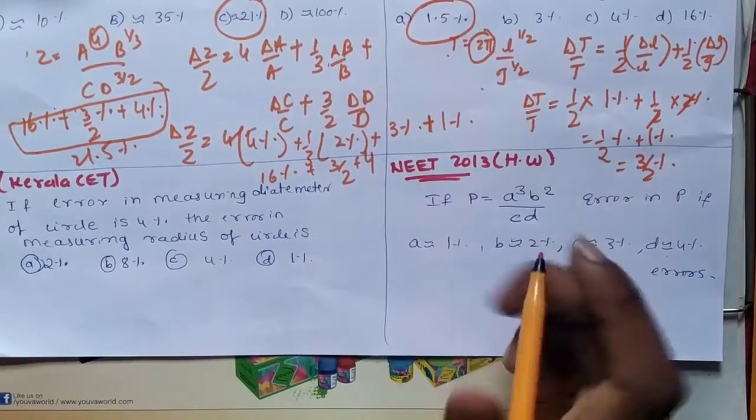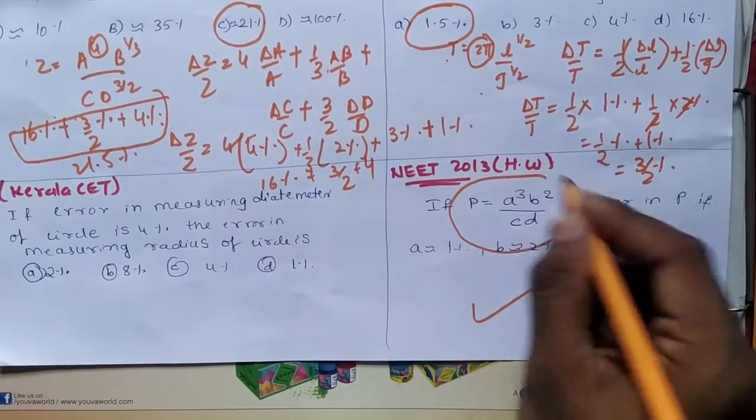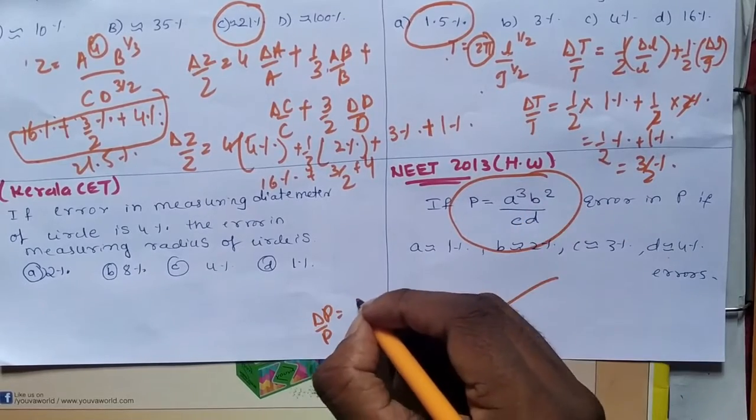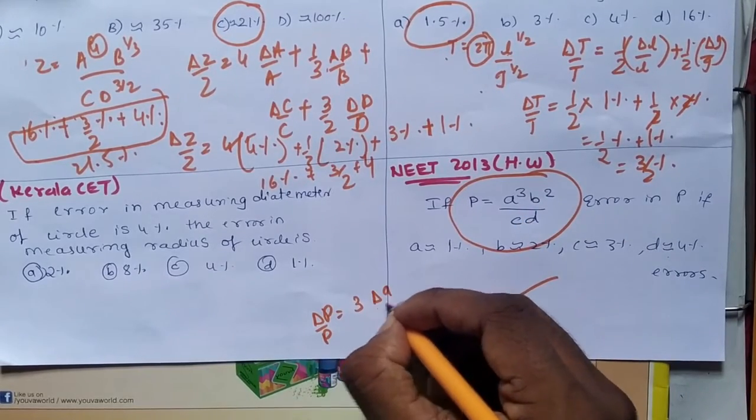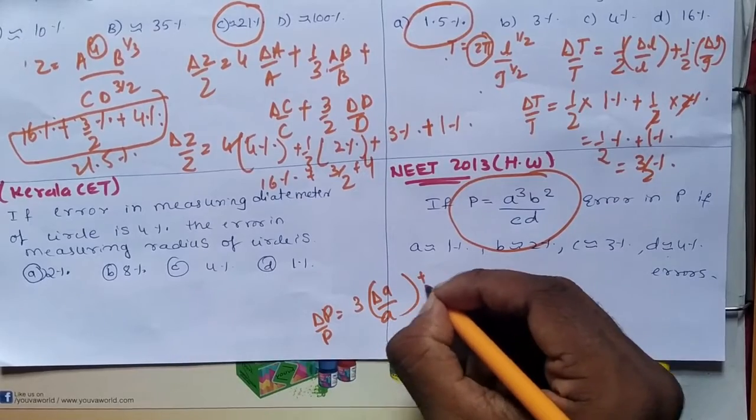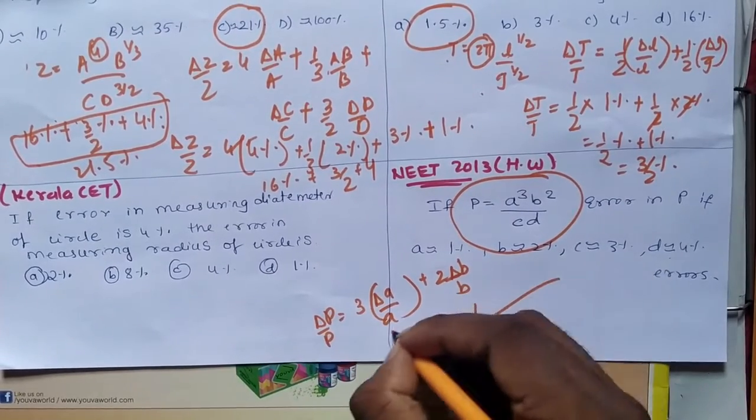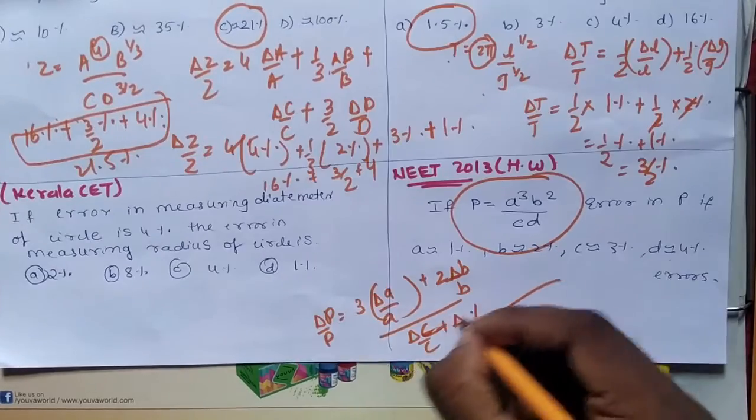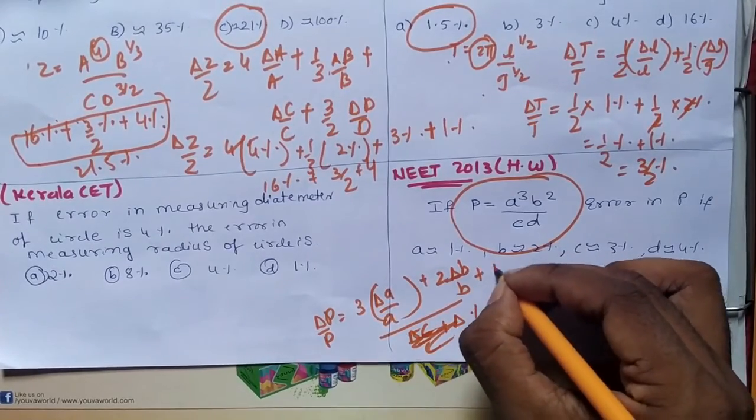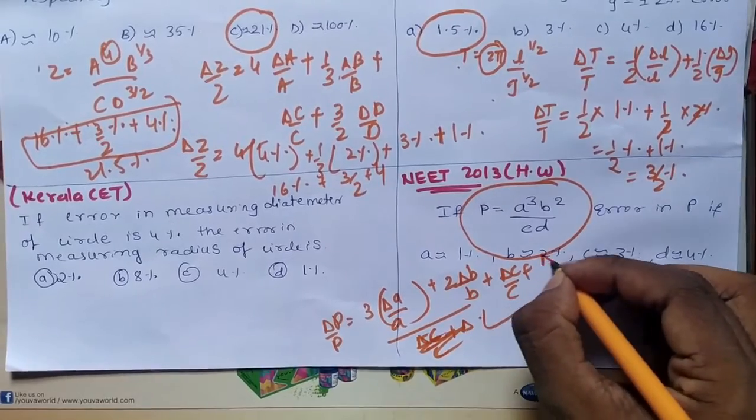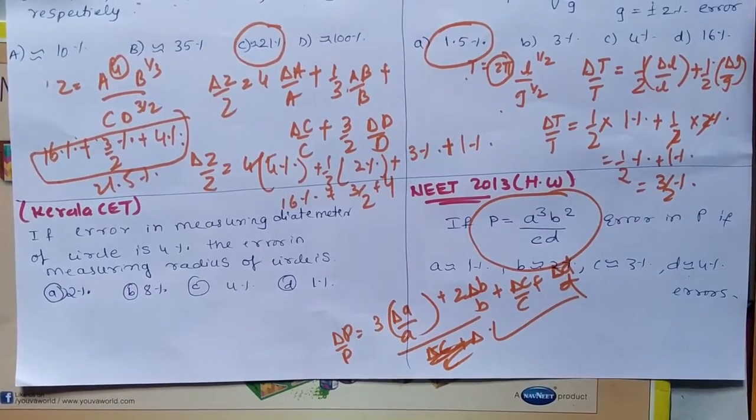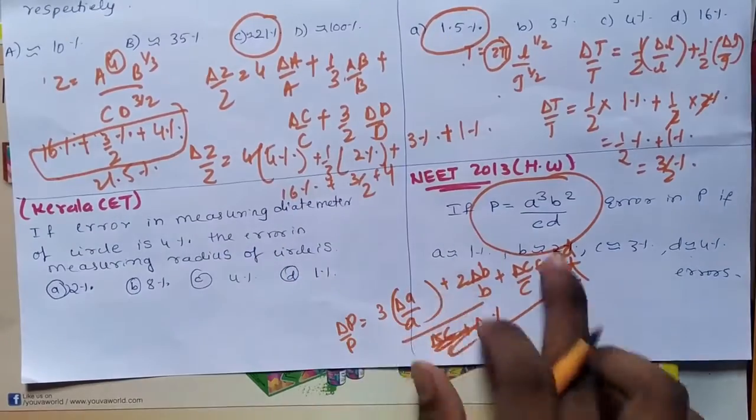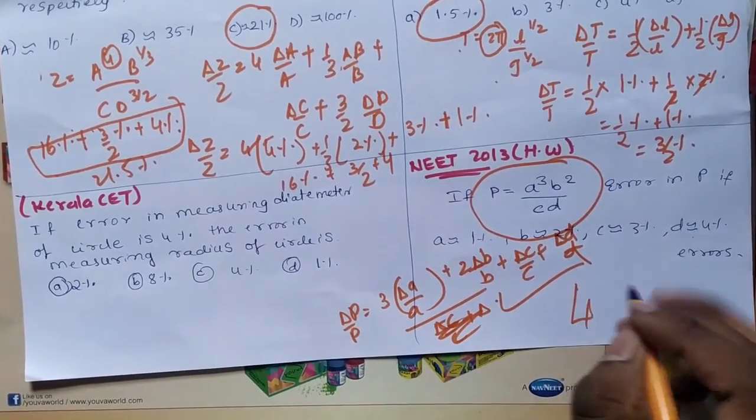See here, please calculate this value. How can it be written? Delta P by P equals 3 into delta A by A plus 2 into delta B by B, divided by delta C by C plus, sorry, it should be added, delta C by C plus delta D by D, like that. Can you calculate this? This will be for your homework.